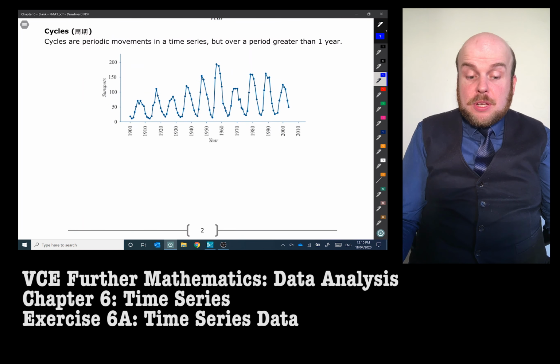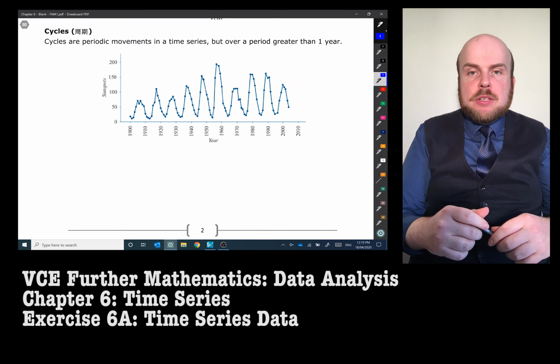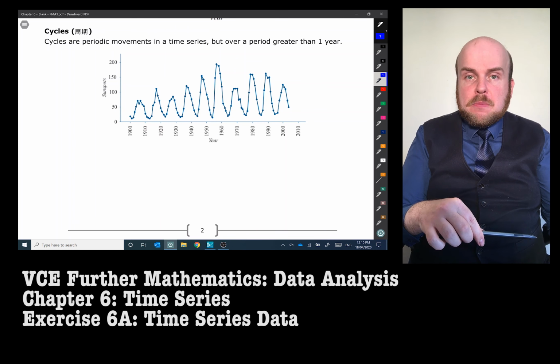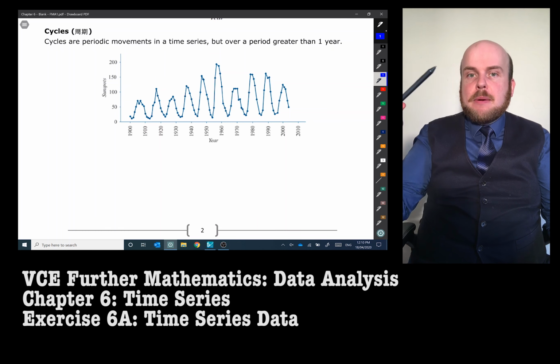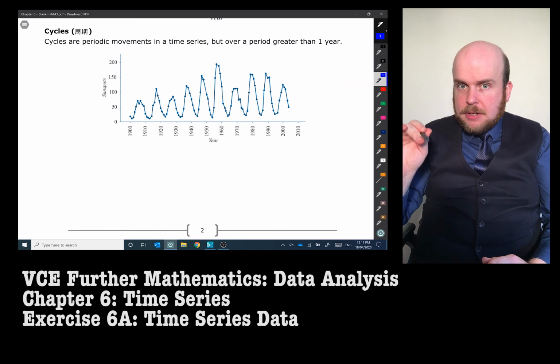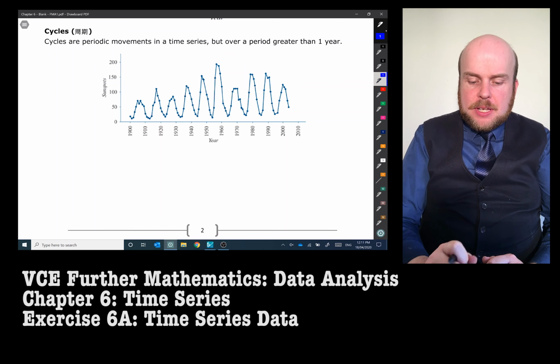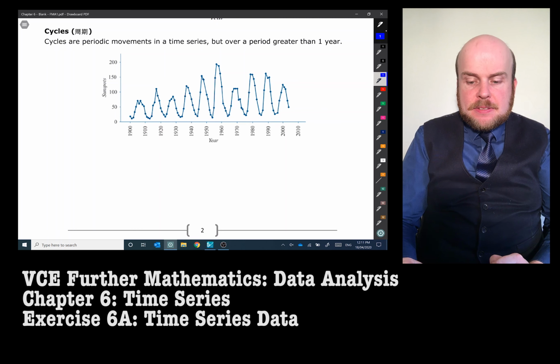Cycles. So cycles are periodic movements in a time series but over a period greater than 1 year. So what does that mean? It just means there's a pattern where things go up and then down and then up and then down, but the pattern of it going up and down is greater than a year. So you can see here that these cycles are pretty much occurring over decades.